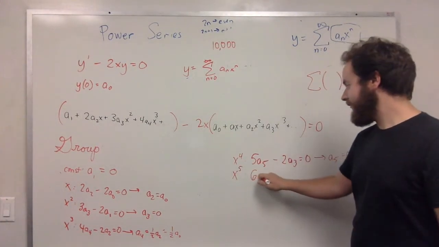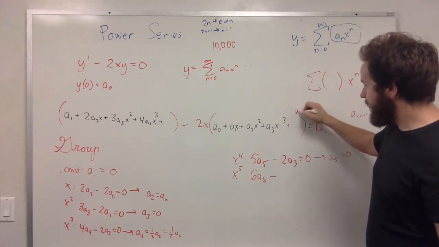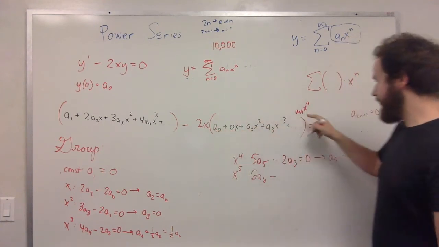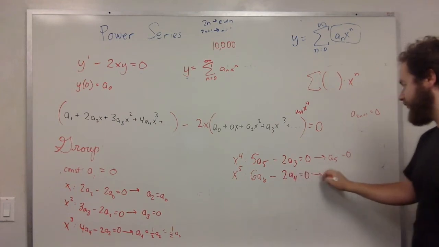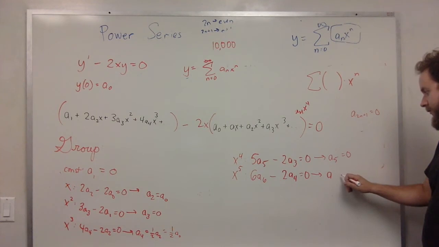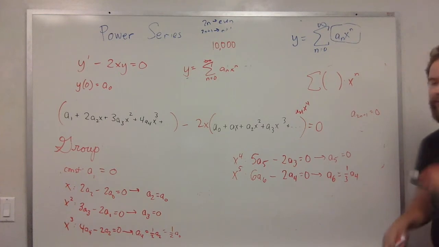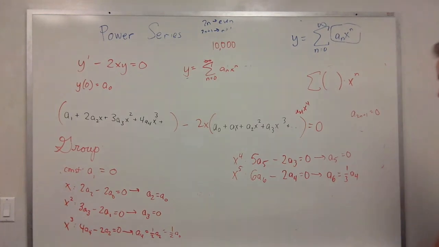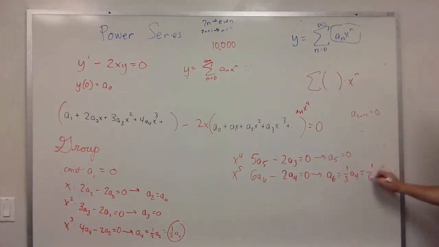It would be 6a6 minus, there would be a4 x to the 4 here. So multiply by the negative 2x here, we get minus 2a4 equals 0, which means a6 is 1/3 a sub 4. But what is a sub 4 in terms of a sub 0? 1/2 a sub 0. So we're replacing that a sub 4 by 1/2 a sub 0, and this is really 1/6 a sub 0.